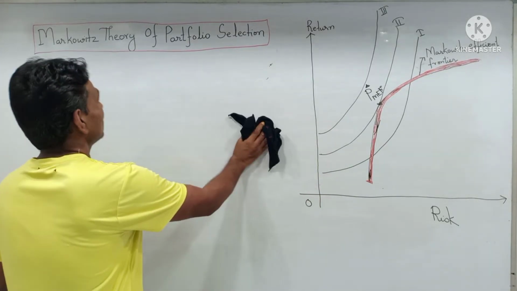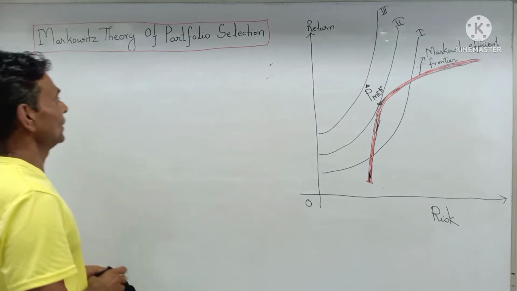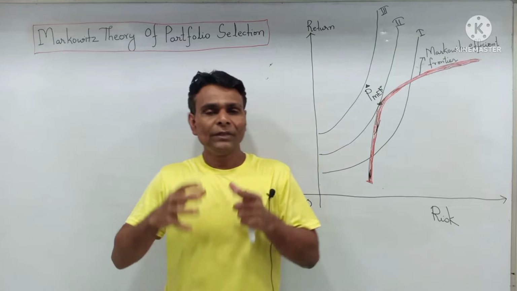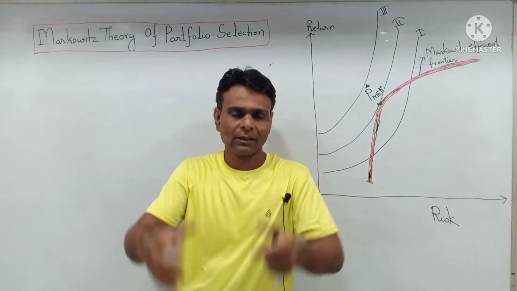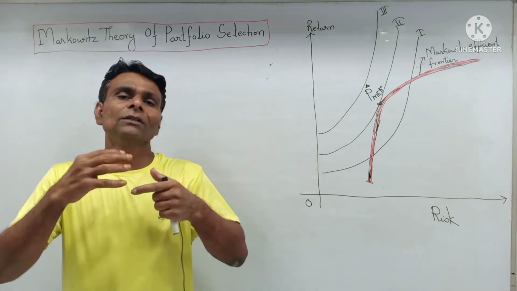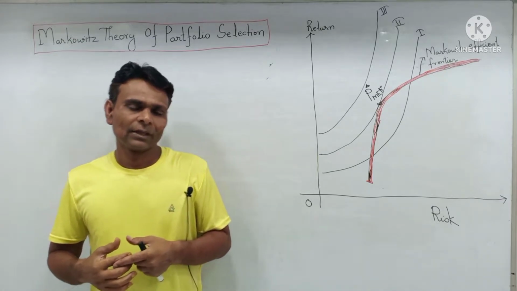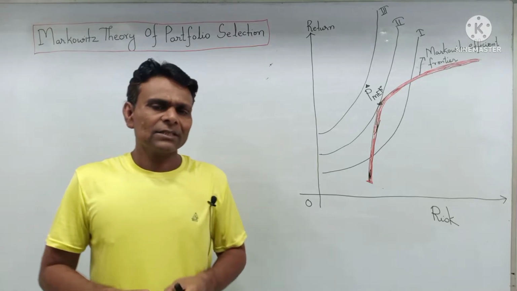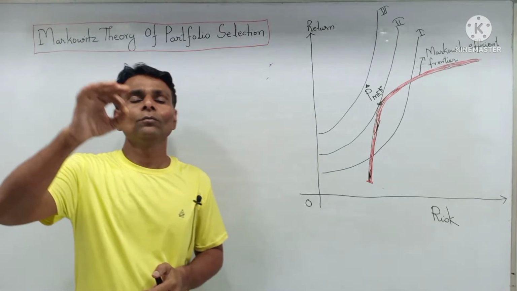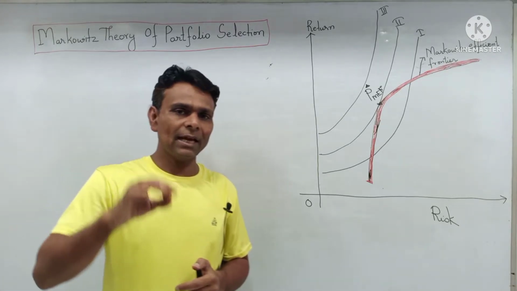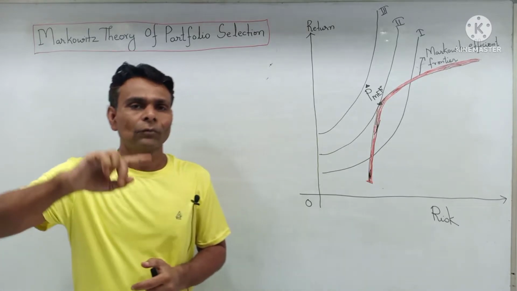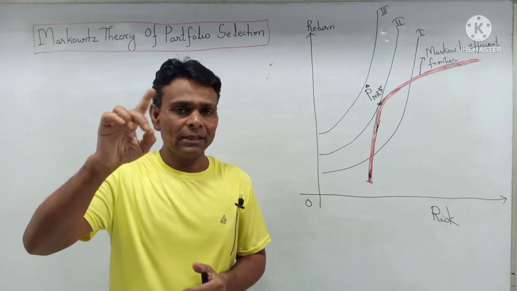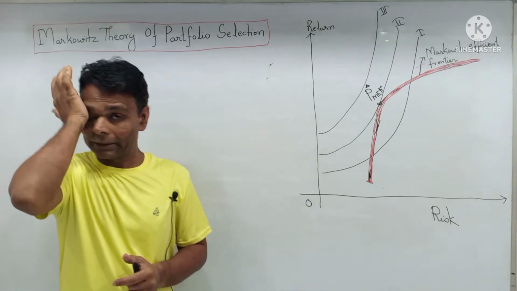Now let us start. What is the Markowitz theory of portfolio selection? It explains the optimal behavior of an investor regarding the optimal choice of portfolio. In construction of a portfolio, an investor seeks to maximize his expected return from the investment at a given level of risk they are willing to undertake.